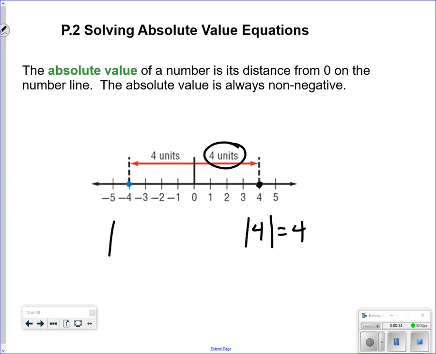If I said, what is the absolute value of negative 4? Again, you would say 4 because that is the distance on a number line from 0. Is that how we normally deal with absolute value? No, but the technical definition of an absolute value is the distance from 0.